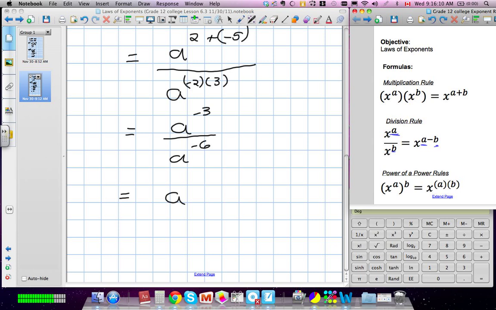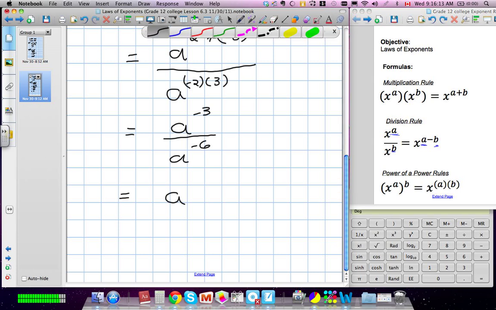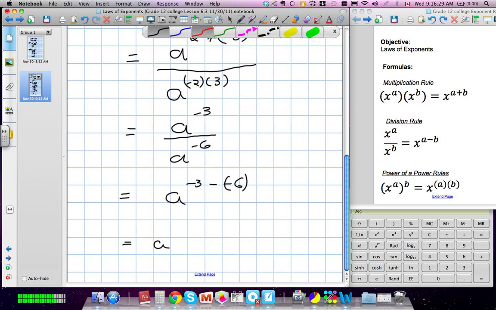So negative 3 subtract negative 6. We have to know our integer rules. If we have two negatives beside each other, what can that technically represent? Yeah, we can make that a positive sign. So essentially what this says on the side is negative 3 plus 6. What will negative 3 plus 6 equal? 3. So we get a to the power of 3.